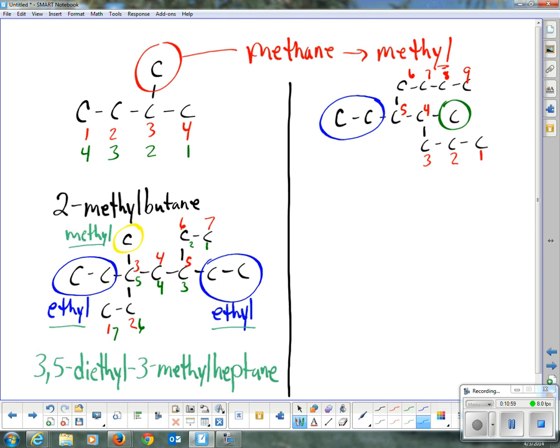Now I can go back and name it. That group is an ethyl, and the green group is a methyl. Okay, so now it's just a matter of naming it. Ethyl comes first alphabetically, so it's going to come first in the name. So at 5, I have an ethyl group. Remember to put a dash in between letters and numbers. And at number 4, I have a methyl group. And the length of the chain is 9, which is nonane.